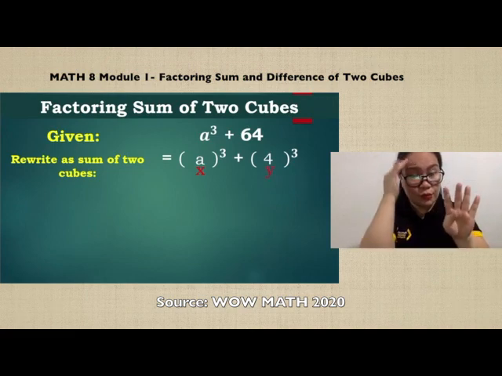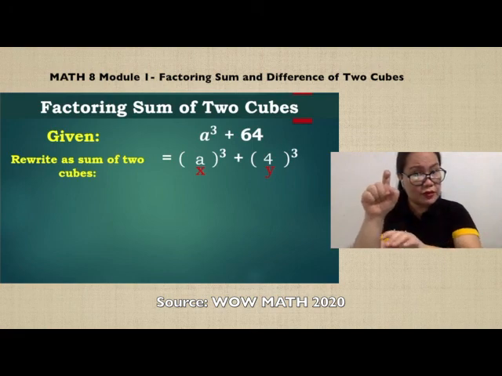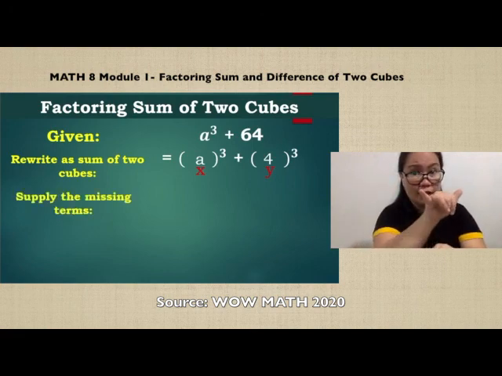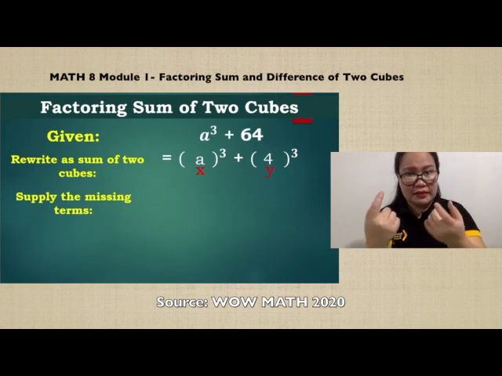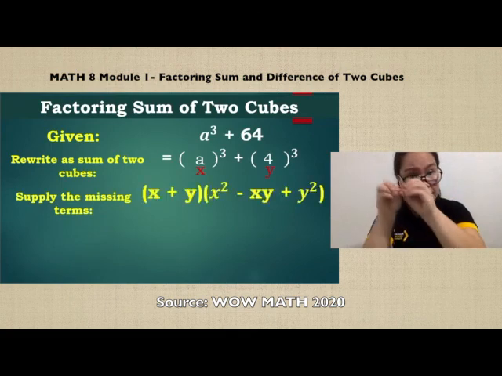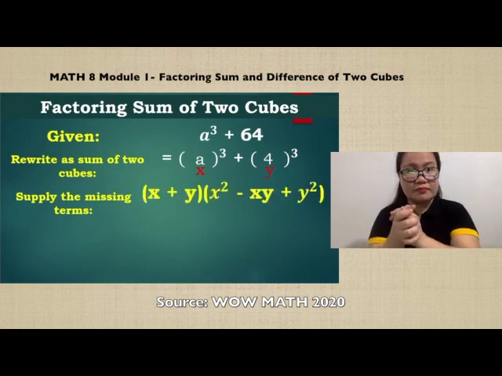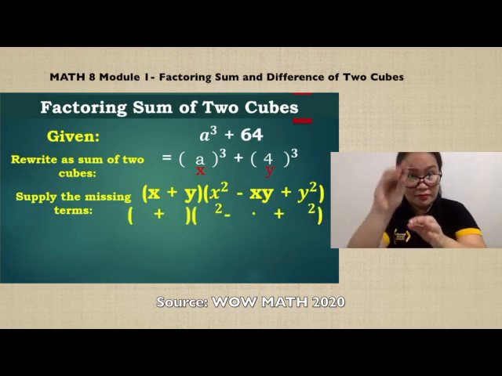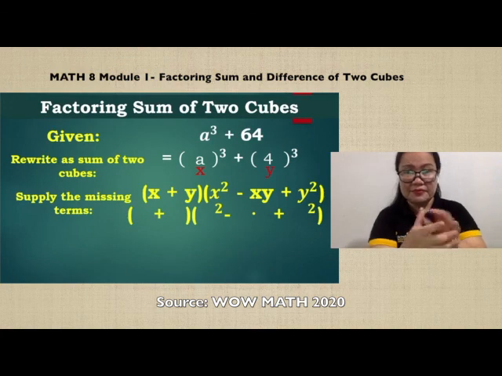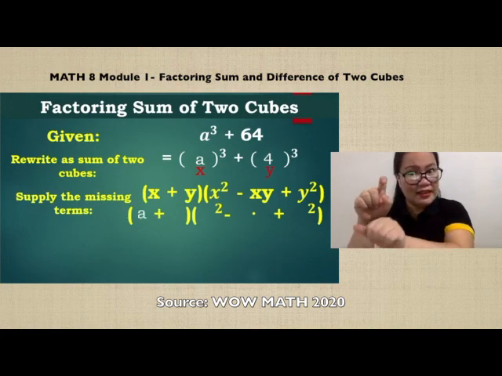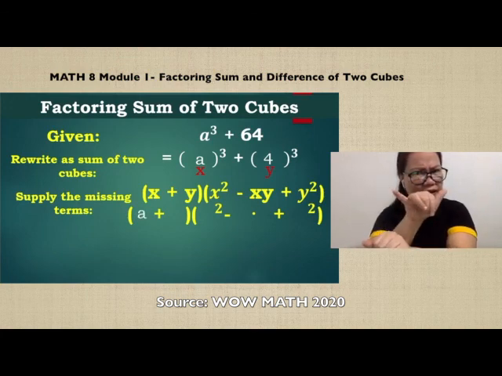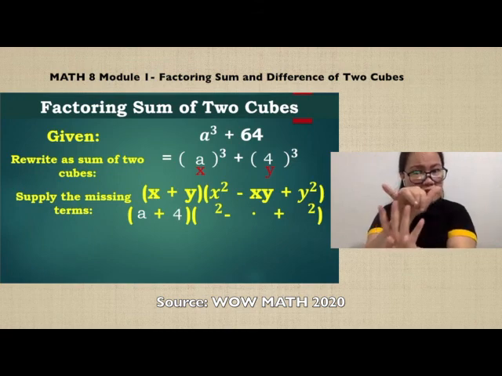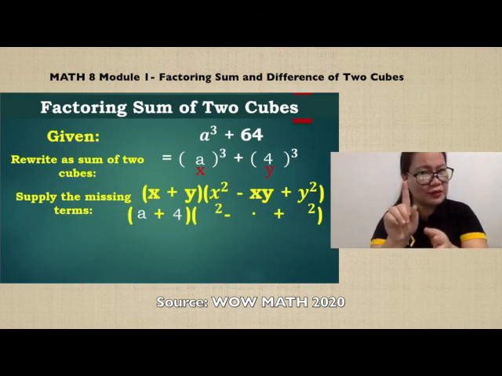So, dapat alam natin kung ano ang first term at ang last term. Okay, now, we will now supply the missing terms. So, ito yung factored form natin, 'di ba? Susundan lang natin to. Okay, so ayan. Supply natin yung missing terms. Ano nga ulit yung x? That is a plus y. Ano yung y? That is 4. And then x squared. Ano yung x?